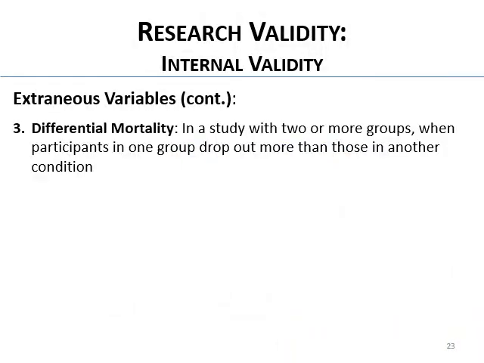So even worse than normal mortality is differential mortality. And this is when you've got a study and it's got 2 or more groups, and people are dropping out, but they drop out of one group more than they drop out of another group. It's differential. The mortality is differential, hence the name. So what this means in nerd language is that mortality is confounded with the independent variable. It's confounded with treatment type.